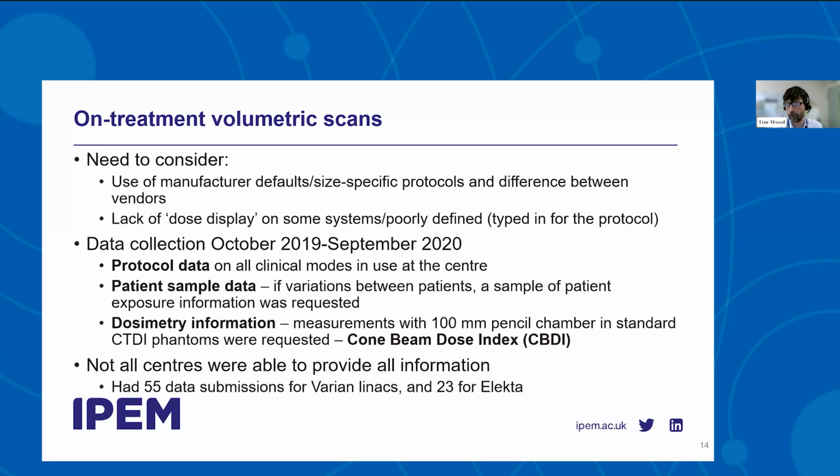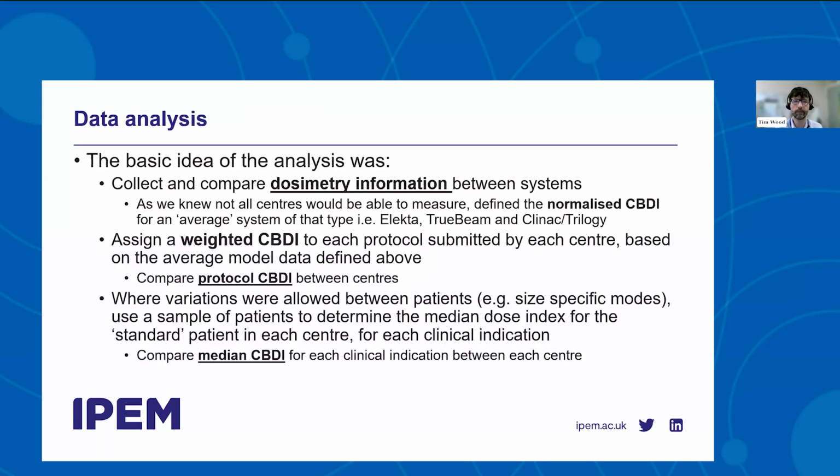So not all centres were able to provide all information, but we did, again, get a really good response. And we had 55 data submissions for varian and 23 for the Elekta. The basic idea of the analysis that followed was: we collected and compared dosimetry information that was provided for all systems. And from that, we were able to create a normalized CBDI value, so milligrays per mAs, for an average system. So an average Varian TrueBeam, an average Clinac, an average Elekta Synergy, or what they're called.